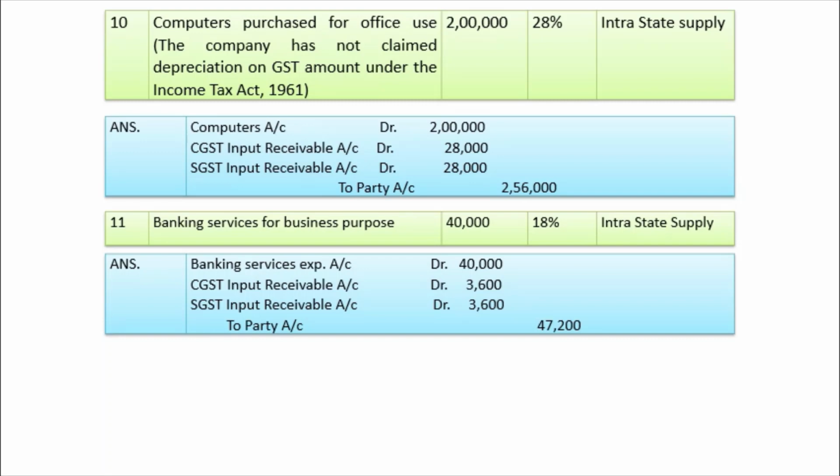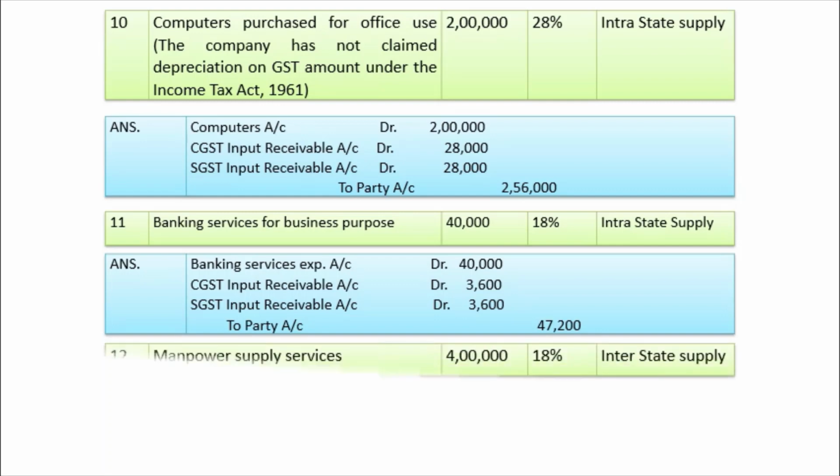Banking services for business purpose, 40,000, 18% GST amount and intrastate supply. So it is nothing but banking services for business purpose, and as it is not for personal purpose, it is not blocked under section 17 subsection 5. And whatever banking service is paid and whatever charges the company has incurred for availing those banking services, credit on those expenses is allowed.